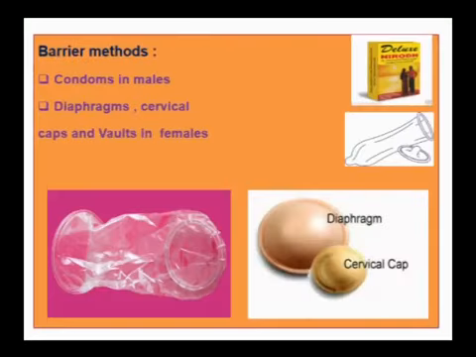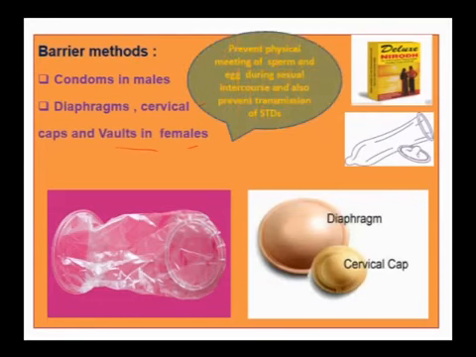Barrier methods include condoms in males, diaphragm or cervical caps in females, vaults in females. How do barrier methods prevent fertilization? Barrier methods act as contraceptives and thereby they prevent fertilization and pregnancy by preventing physical meeting of sperm and egg during sexual intercourse. One of the advantages of barrier methods like condoms is very important.